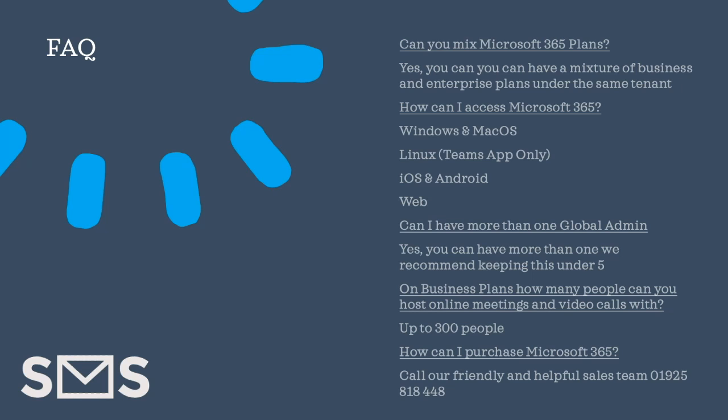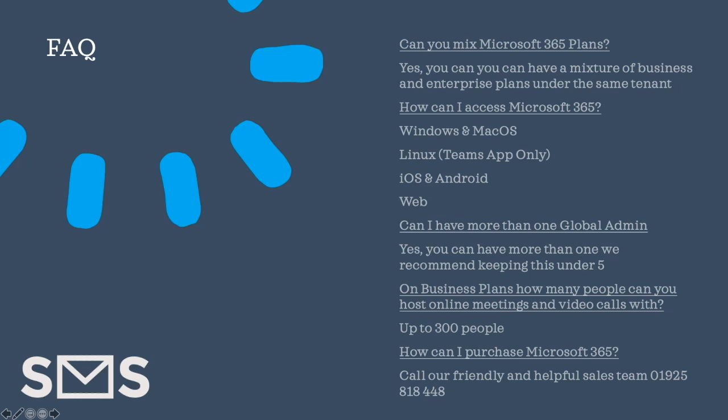How can I access 365? As mentioned before, you can access it via Windows, Mac, iOS and web, and also all the Linux users out there, because there are several thousands of you, you can now use Teams in Linux. There's no Office version as of yet, but there is a Teams app available for Linux, so you can use Teams if you wish.